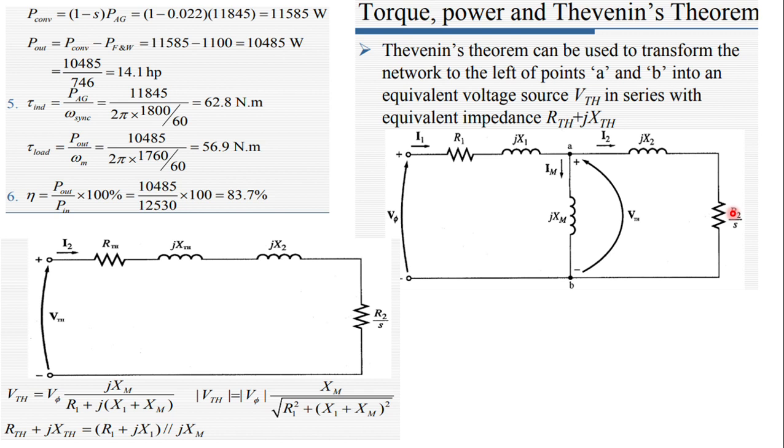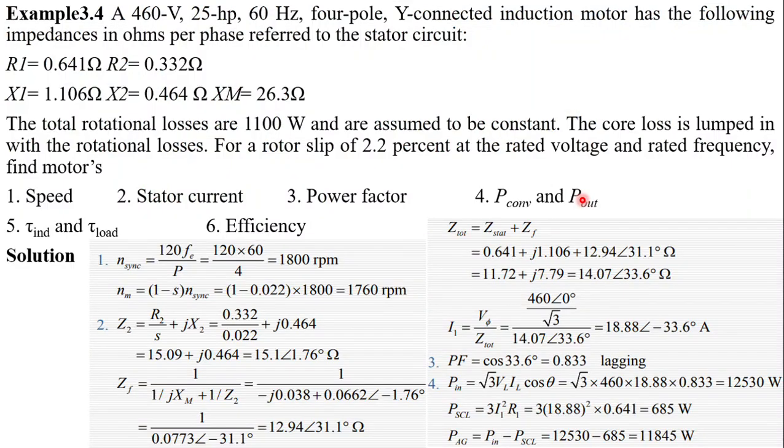Now this value is in parallel with this value, and ZF is equal to, since the two elements jXM and Z2 are in parallel, ZF is equal to 1 over jXM plus 1 over Z2. So substitute all the values. jXM is already given here and Z2 is already calculated here. Substitute this value and this value, we can get this 12.94 at an angle of 31.1 degrees.